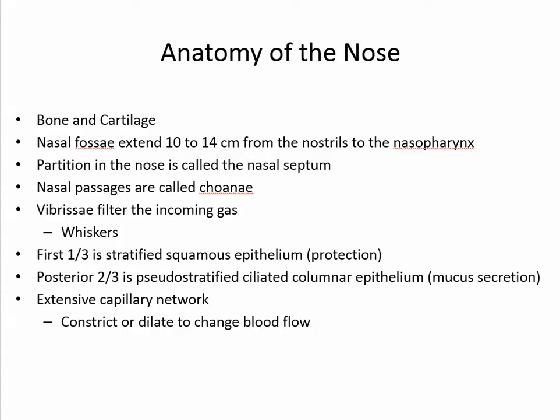The nasal passages are also called choanae, and there is a vibrissae filter, also called the whiskers, which filters the incoming gas. The first 1/3 of the nasal mucosa is covered with stratified squamous epithelium, whereas the posterior 2/3 is pseudostratified ciliated columnar epithelium, which secretes mucus. There is an extensive capillary network, and hence it is essential to constrict or dilate to change the blood flow prior to instrumentation.